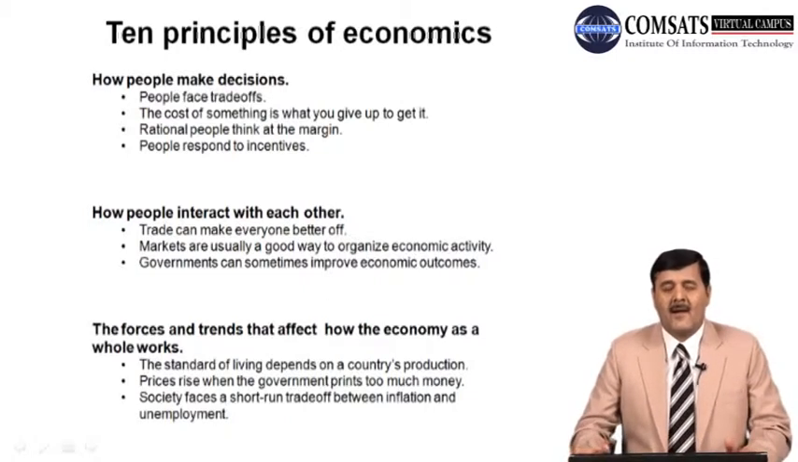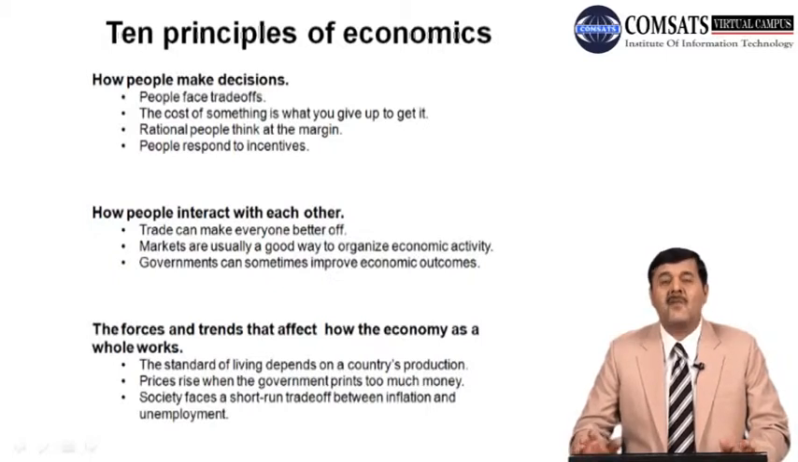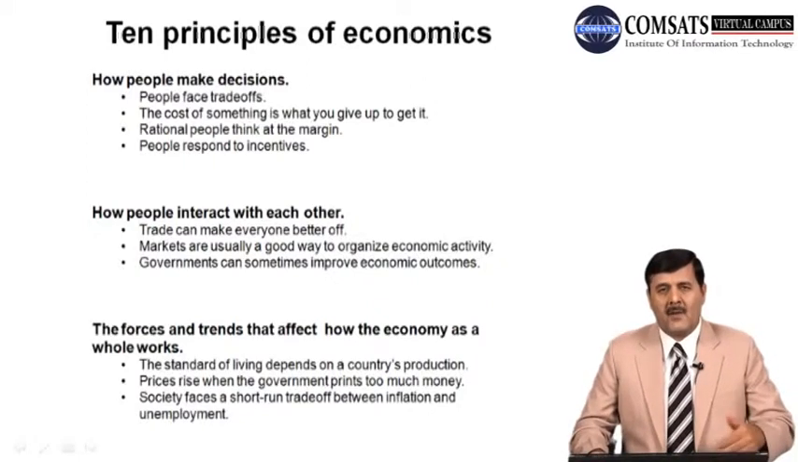The first area is how people decide, and here we will see 4 principles. In the second area, how people interact with each other, we'll discuss 3 principles. And the third area is the forces and trends that affect how the economy works as a whole, with 3 principles. Now, how people make decisions: we'll discuss 4 principles of economics under this area. People face trade-offs. The cost of something is what you give up to get it. Rational people think at the margin. People respond to incentives. We'll discuss all these principles in detail in the coming slides.